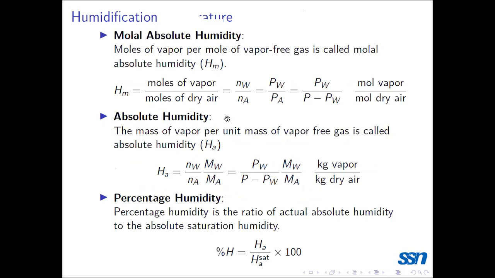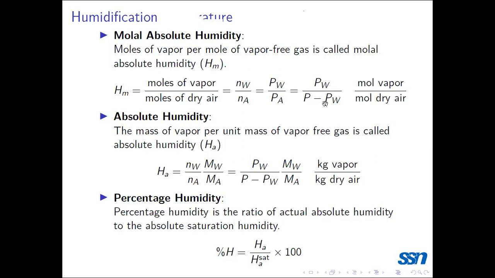Let us see terminologies like molal humidity. Here we have written in terms of partial pressure. W refers to water and A refers to air. P_W refers to the partial pressure of water, and P_A refers to the partial pressure of air. P without any subscript refers to the total pressure. Always, the total pressure is made up of two partial pressures: one is air and another is water.